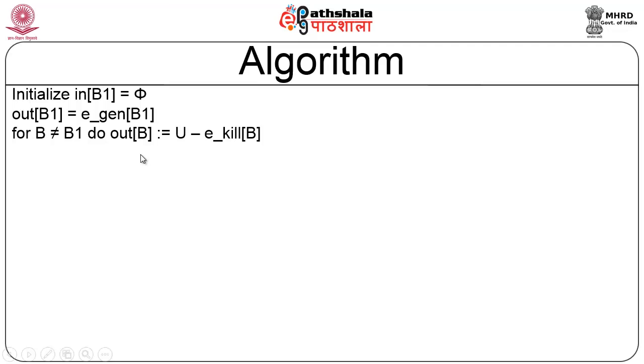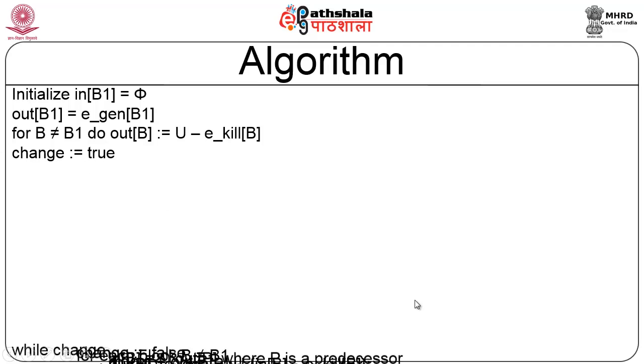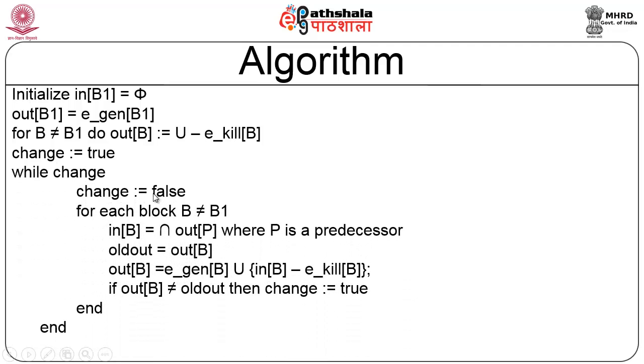And for B not equal to B1, out of B will be U union E gen of B minus E kill of B. Now, what is U? U is the list of available expressions we already have, and what is killed by the block should be subtracted, and that will be out of a particular block B. Now again this B should not be equal to B1, which is the first block of your control flow graph. Again you are going to use a flag variable called change, and here change is equal to false.